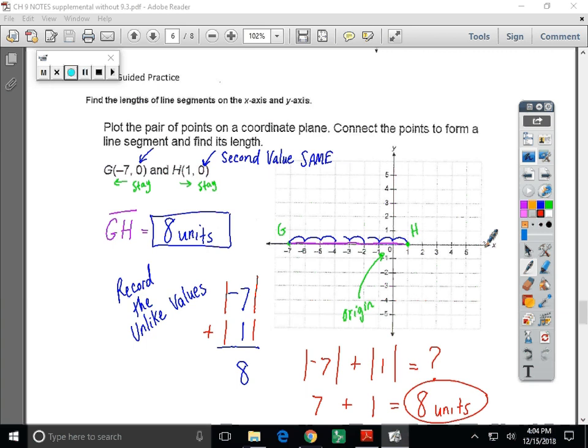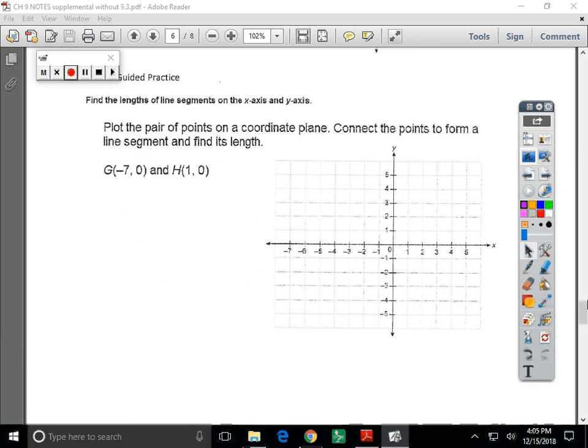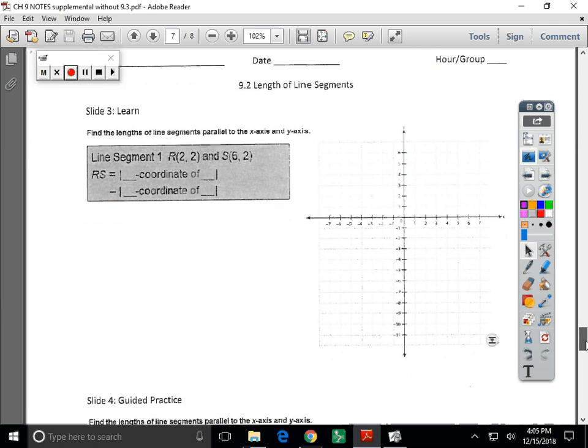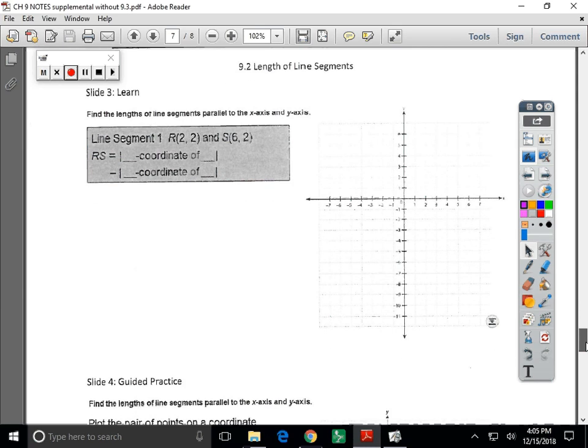Let's turn the page here and apply one more idea to lesson 9.2, this idea of length of line segments. The rules reviewed on this page connect to chapter 2, where we talked about distance on a number line. We're going to use that same idea to explore a little more challenging situations.